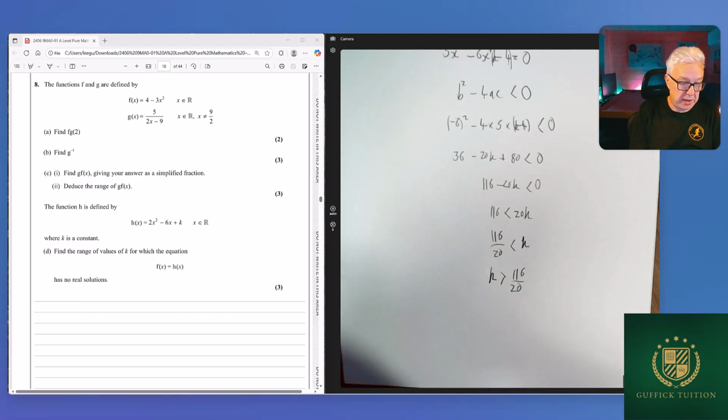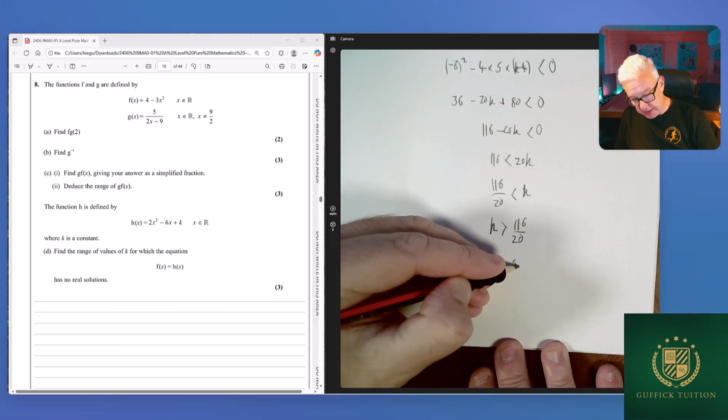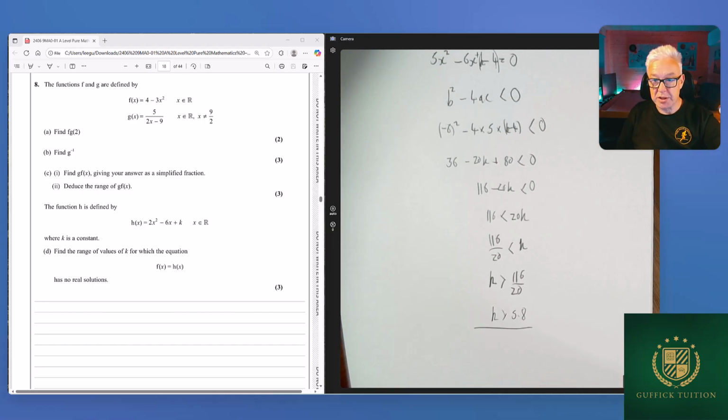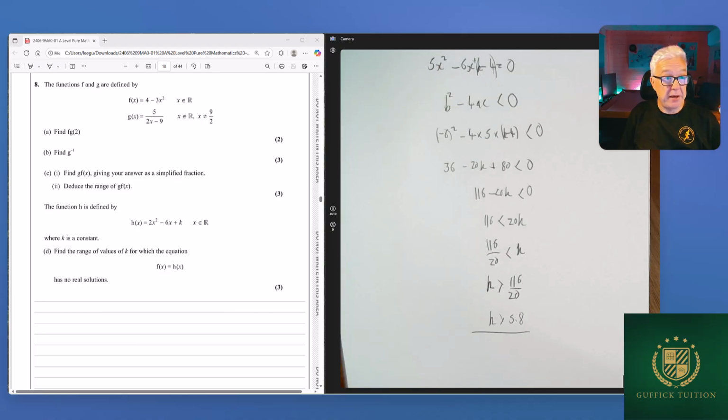And let's see what that gives us. 116 over 20 is equal to 5.8. You can either write it as a fraction or as a decimal. So the range of values for which there are no real solutions is k is greater than 5.8. Okay, that is the end of that question now. I hope you found that helpful, and I'll see you in the next video.